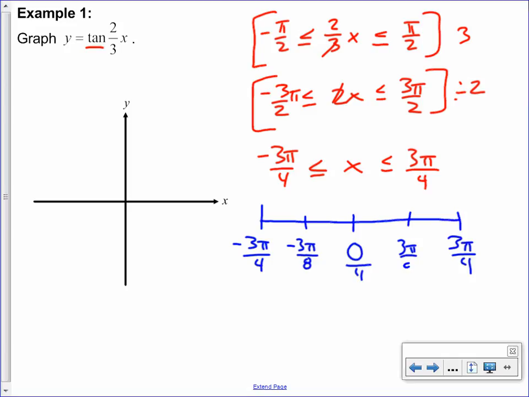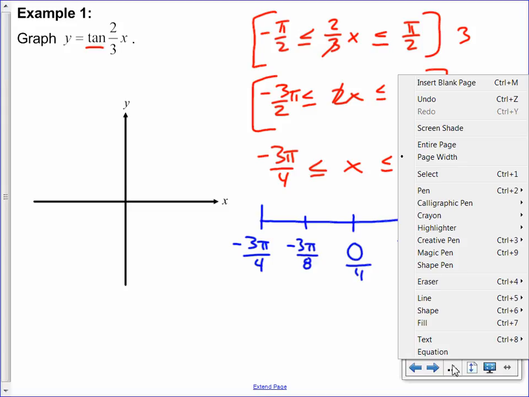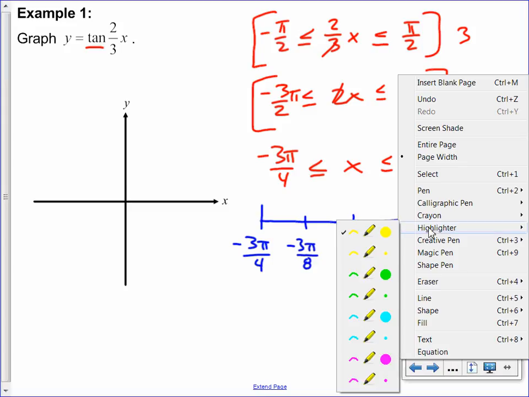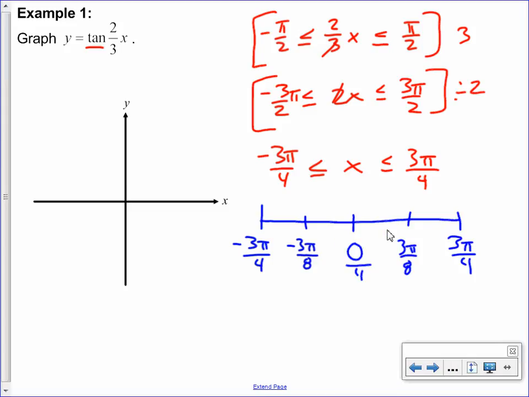I like tangents. Tangents are easy. Okay, here's the beauty of it. Highlighter. These are asymptotes. Those are undefined. That's it. So when you're doing tan, that's undefined, that's undefined. Tan goes negative 1, 0, 1.